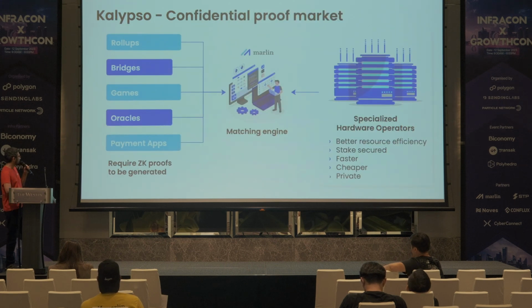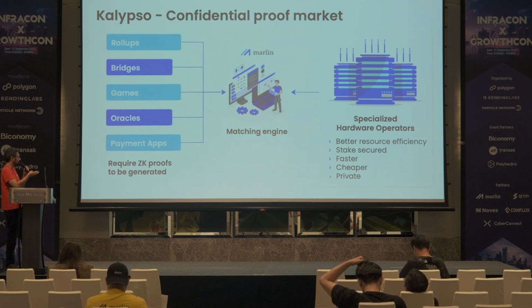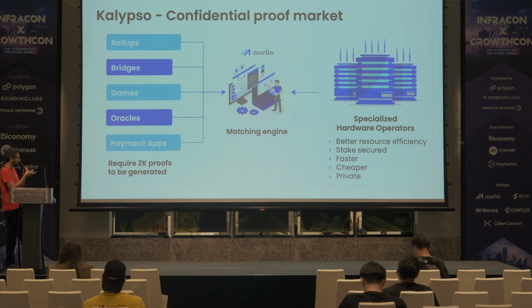So to support our ZK needs, we are also building a proof market. So let's say you have apps that need ZK proofs to be generated, but they don't really have the kind of powerful hardware or memory requirements that you need. So we have a specialized network of operators, much more efficient since they serve multiple projects. They're much faster and cheaper because they have specialized hardware that's tuned to generating ZK proofs. So this is something we're working on as well.